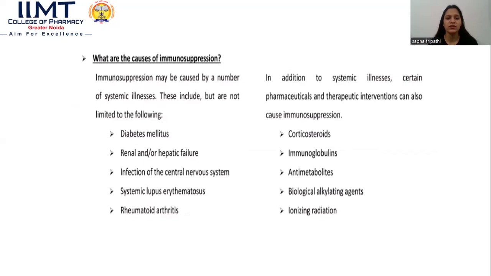Now, what are the causes of immunosuppression? Immunosuppression may be caused by a number of systemic illnesses, which we already talked about. In addition to systemic illness, certain pharmaceuticals and therapeutic interventions can also cause immunosuppression, for example corticosteroids, immunoglobulin, antimetabolites, biological alkylating agents, and ionizing radiation. These are all the causes of immunosuppression.